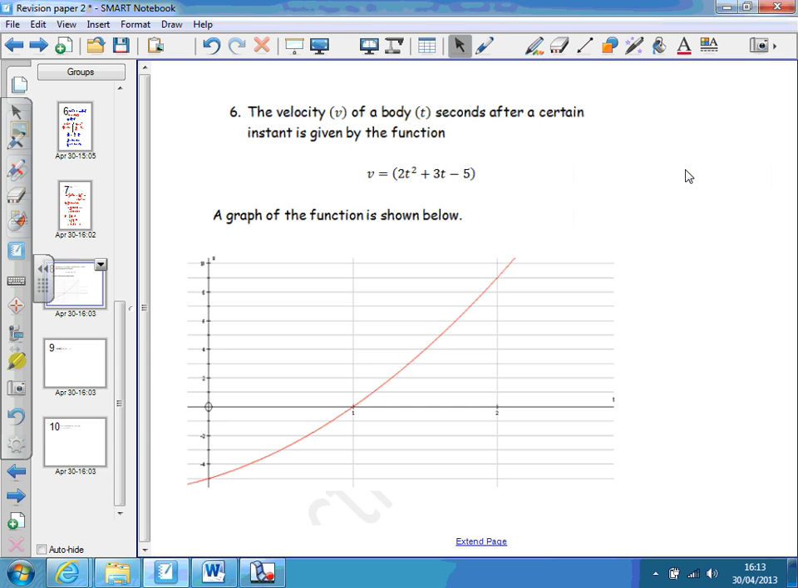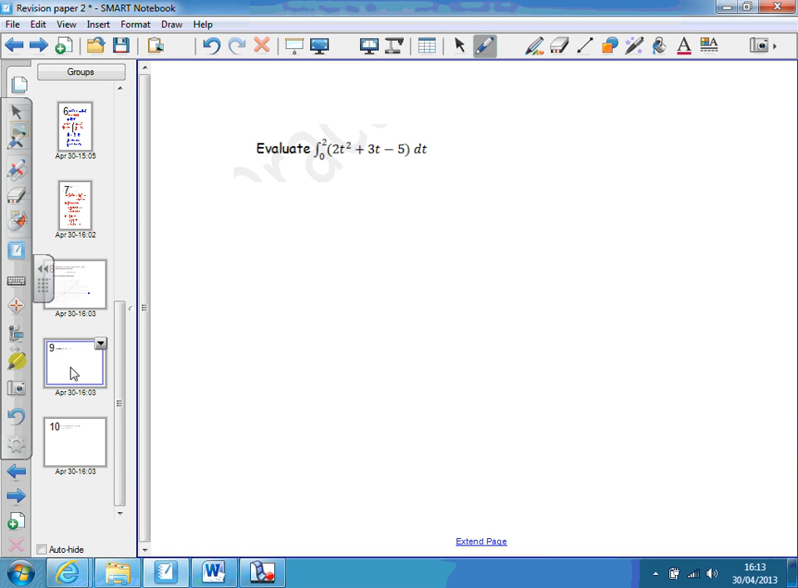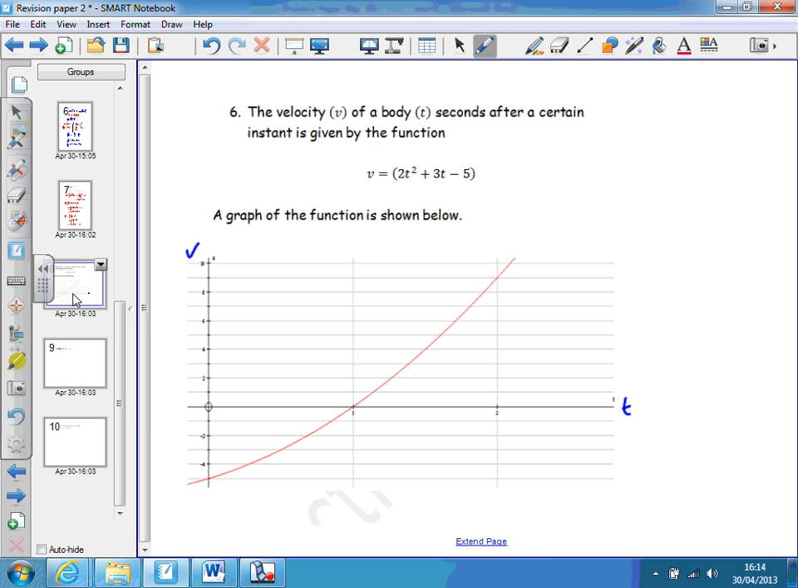So, question number 6, we're plotting the velocity of a body after a certain instant is given by this function. A graph of the function is shown here. We're plotting velocity against time. If you remember, integration allows us to find the area underneath the curve, and the question is asking us to evaluate the integral between 0 and 2. So actually, I'm after the area between 0 and 2. This area here.